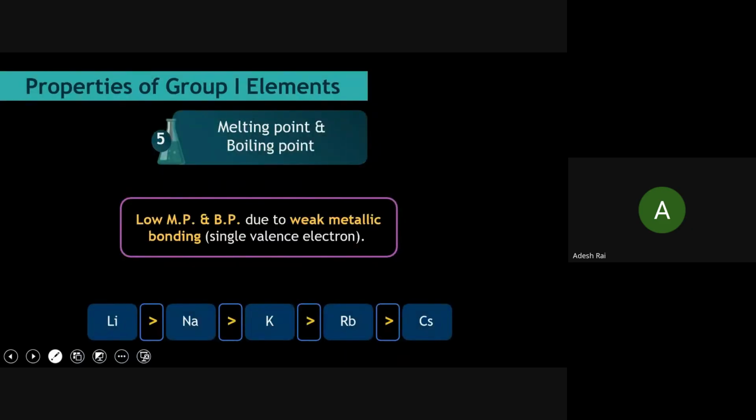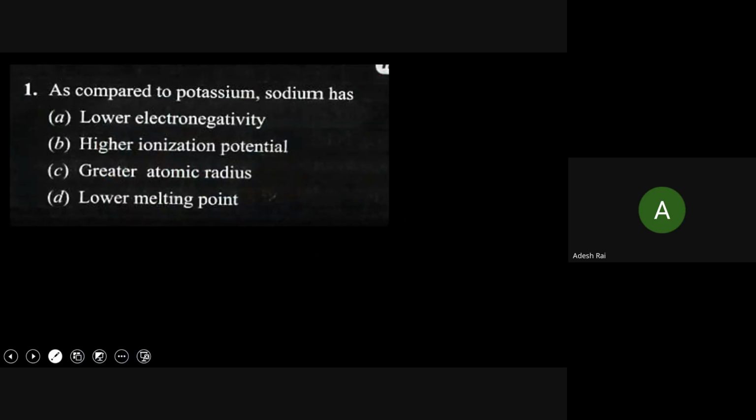Now, if you have to answer this, as compared to potassium, sodium has, which option will be correct? Sodium has what? B. Higher ionization potential. Very good. Because down the group, ionization enthalpy decreases. So therefore, potassium will have lower ionization enthalpy compared to sodium. So sodium will have higher ionization.